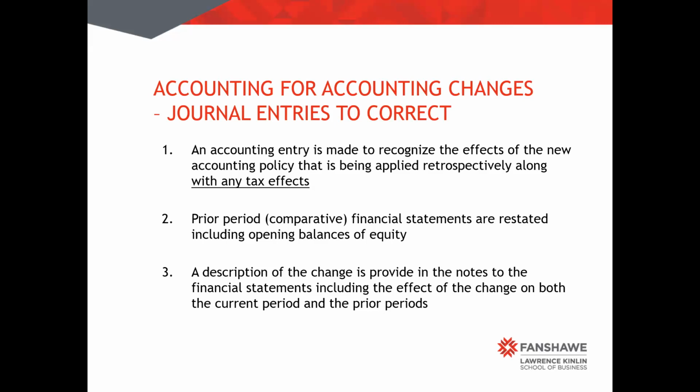Your prior period or comparative financial statements are restated, including any opening balances and equities. So say you have a 2-year financial statement, you would actually have to go back to 3 years ago, determine what that closing balance should have been, and then roll forward and restate the 2 years of activities in order to make sure that all your published financials currently reflect that correction. You would also then include a description of the change in the notes. So you'll have a note section to your audited financial statements that explains the change that was made and what's the effect on both current and prior periods. So you would spell out the impact.